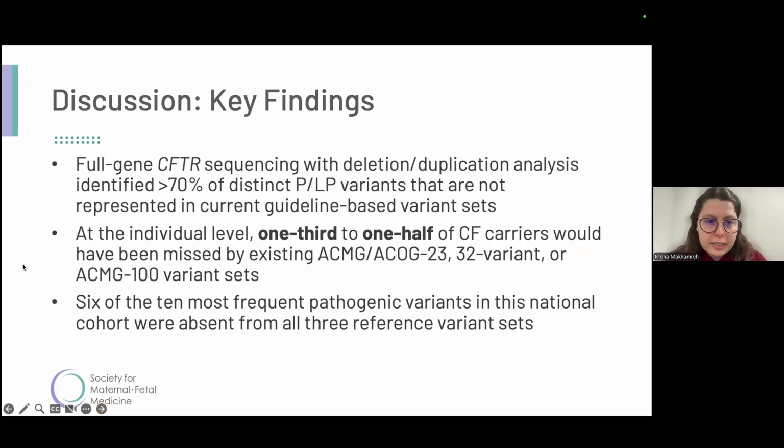For our key findings, full gene CFTR sequencing with deletion duplication analysis identified more than 70% of distinct pathogenic or likely pathogenic variants that are not represented in current guideline-based variant sets. At the individual level, 1/3 to 1/2 of cystic fibrosis carriers would have been missed by existing ACMG, ACOG23, the 32 commercial variant, or ACMG 100 variant sets. And 6 of the 10 most frequent pathogenic variants in this national cohort were absent from all 3 reference variant sets.